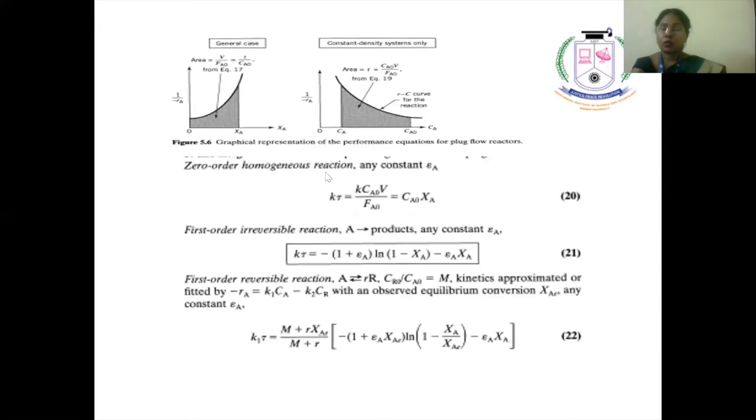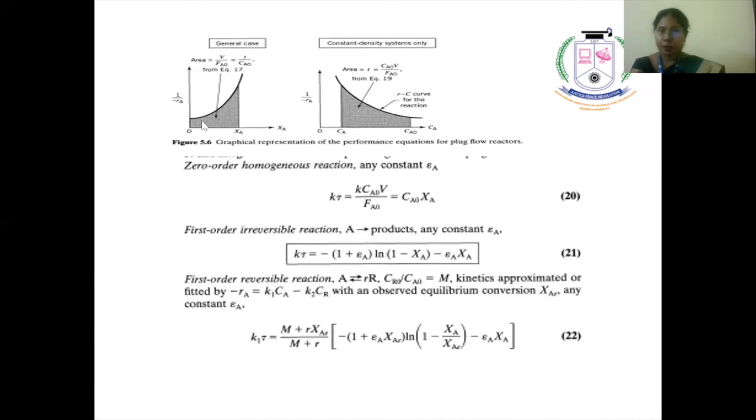For a zero order homogeneous reaction with constant epsilon A, K tau equals K Ca naught V by Fa naught, which equals Ca naught Xa. For a first order irreversible reaction, K tau equals minus (1 plus epsilon A) ln of (1 minus Xa) minus epsilon A Xa. For a first order reversible reaction, K1 tau equals (M plus R) Xe divided by (M plus R) to 1 minus (1 plus epsilon Xe) ln of (1 minus Xa by Xe) minus epsilon Xa.